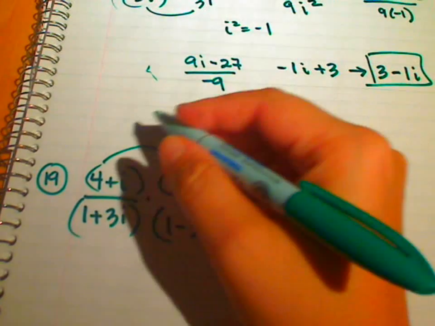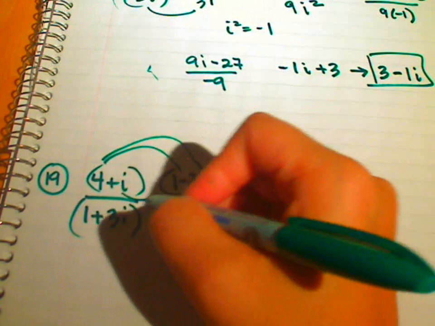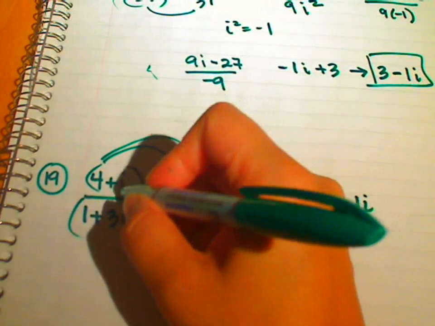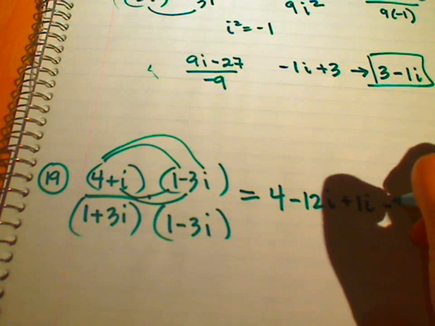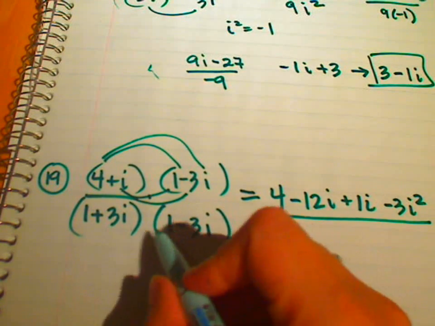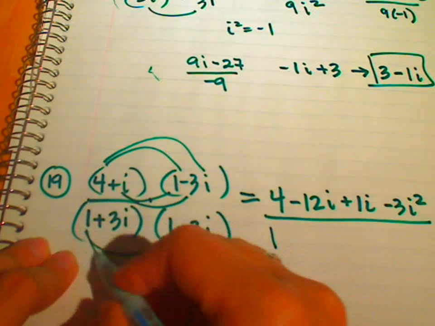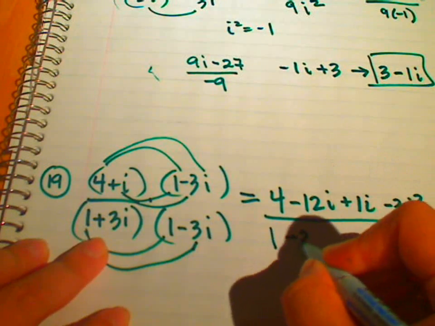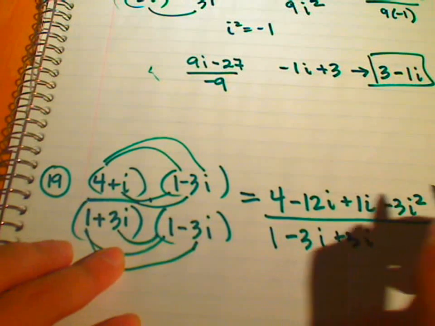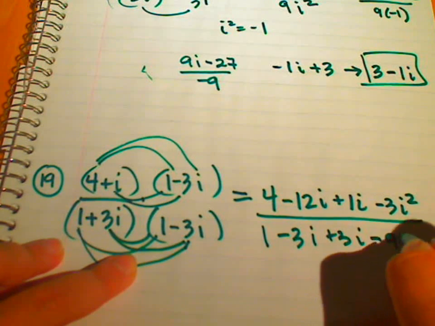That times that is 4. That times that is -12i. That times that is 1i. That times that is -3i squared. Over. Bottom. First, 1 times 1. Outers, -3i. Inners, positive 3i. And then 3 times -3 is -9i squared.